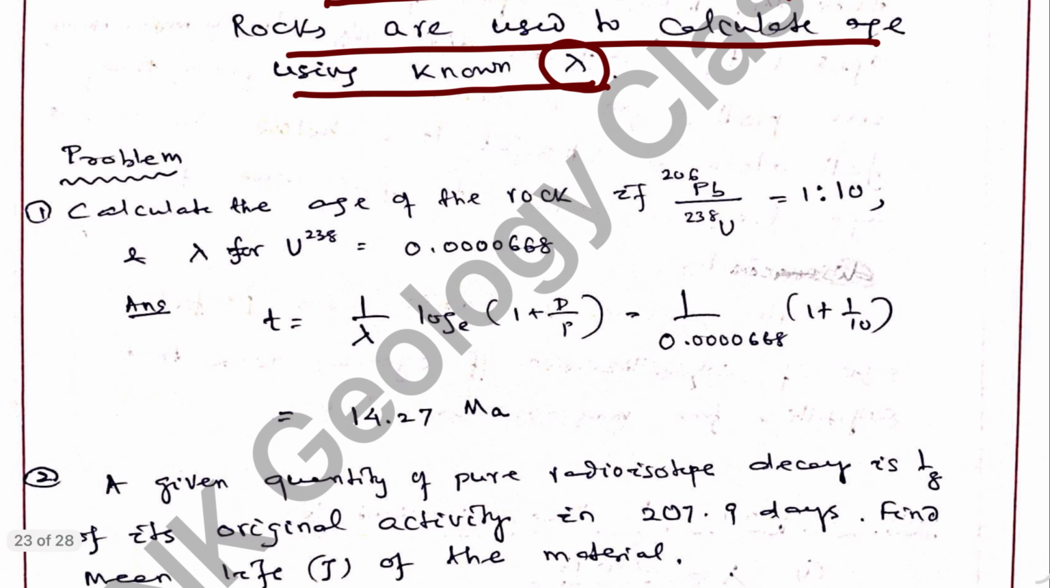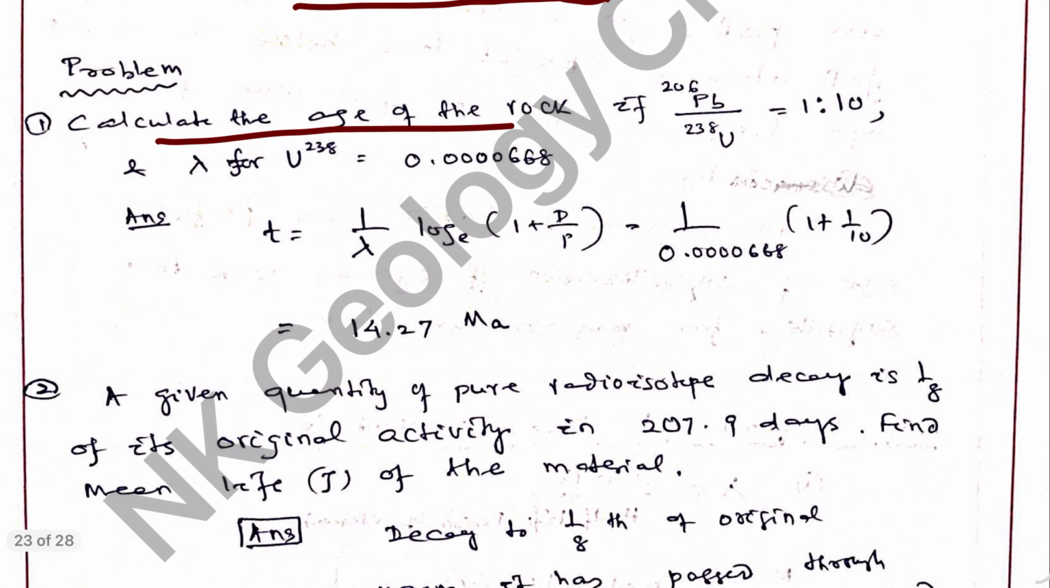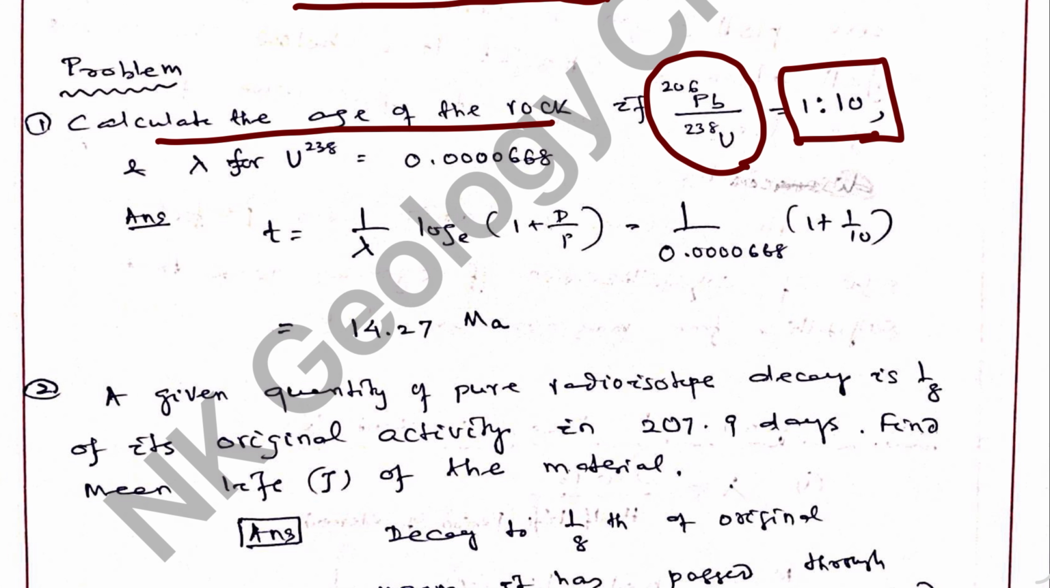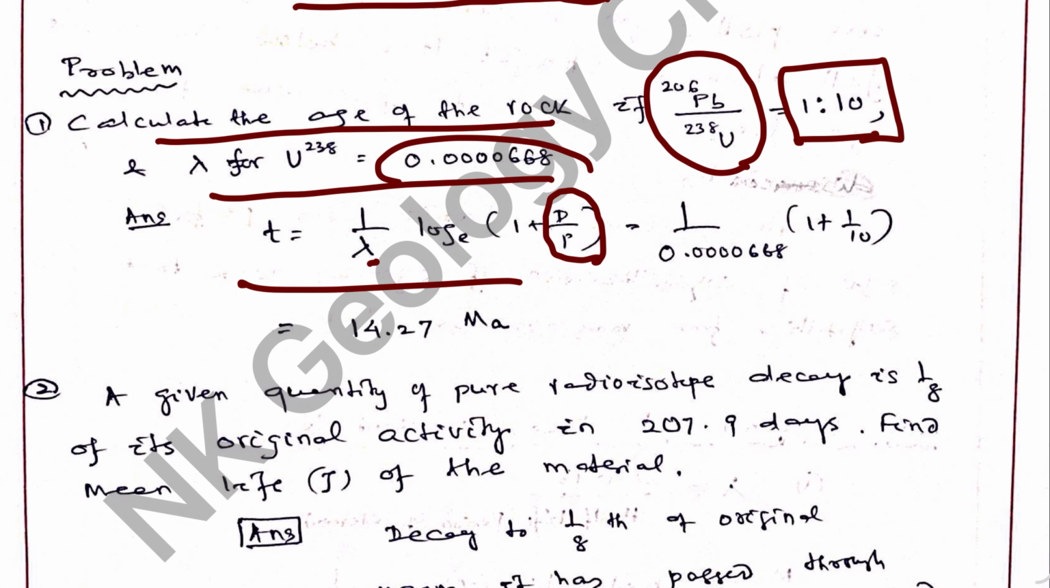So now let us solve some problems. Calculate the age of the rock if Pb206 by uranium 238 is 1 by 10. This is known from the rock, with lambda. So we have got the lambda, and we have got the D by P ratio, the daughter by parent ratio. So directly putting in the formula T is equal to 1 by lambda log e of 1 plus D by P, we can get the age.